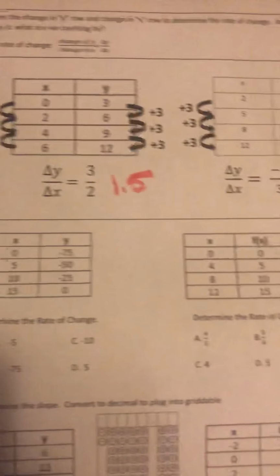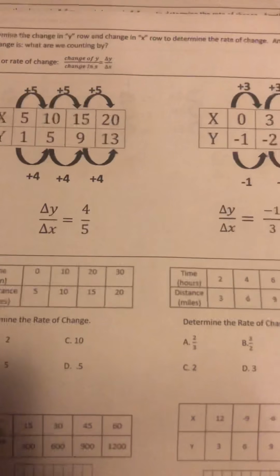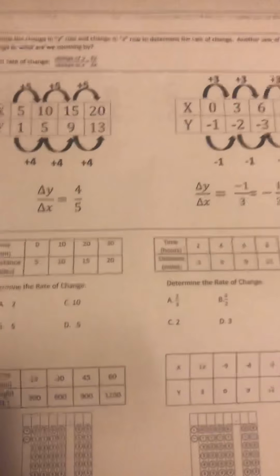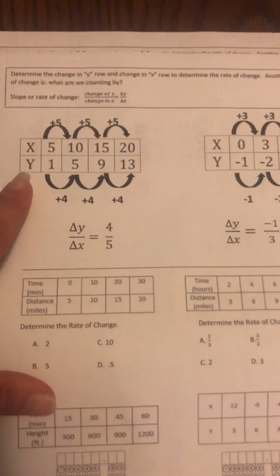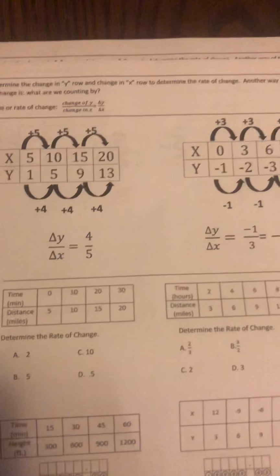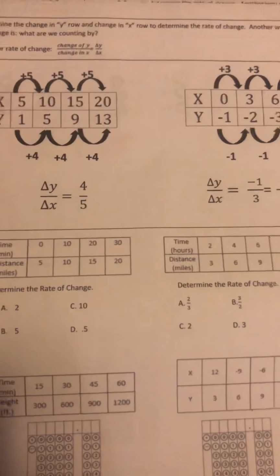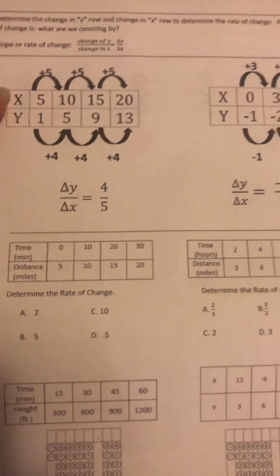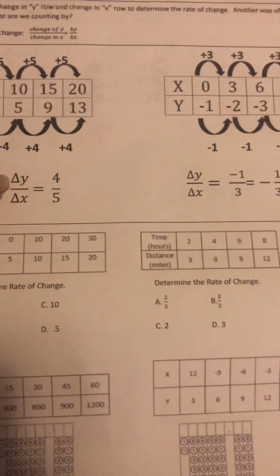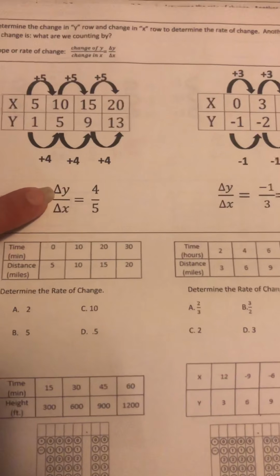So you can do the same thing when you have a horizontal table. As you can see, same thing. We're looking for the change of y over the change of x. You've got to be careful in these though, because the mistake that most people are going to make is they're going to put the change of x as the numerator in the ratio.